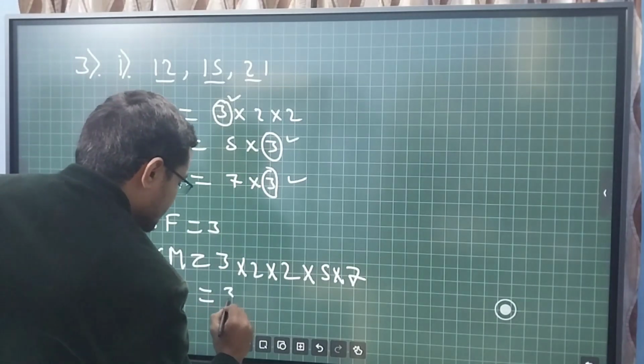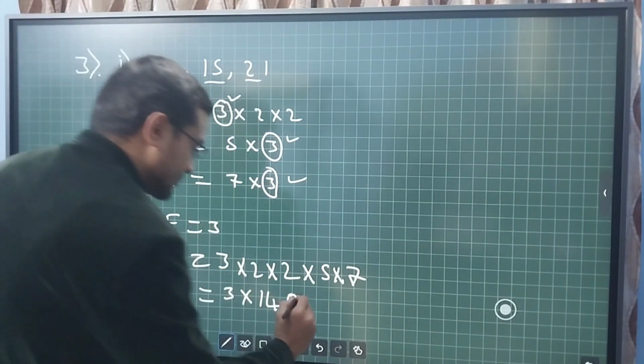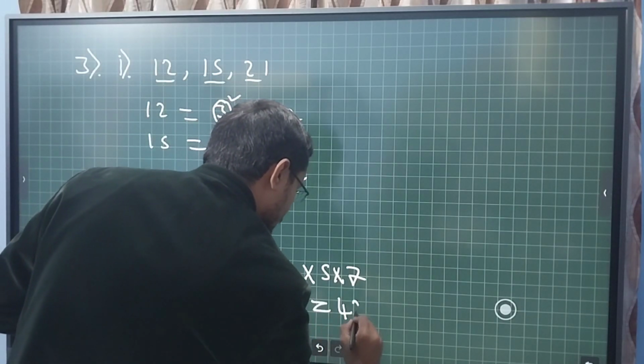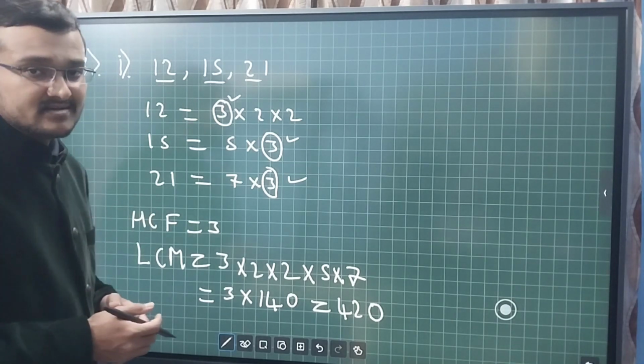So that means here 3 into 140 we will be getting. So 3 into 140 means 14 3s are 42. So 42 and 0 is there. So you can write that. So 420 is the LCM, 3 is the HCF.